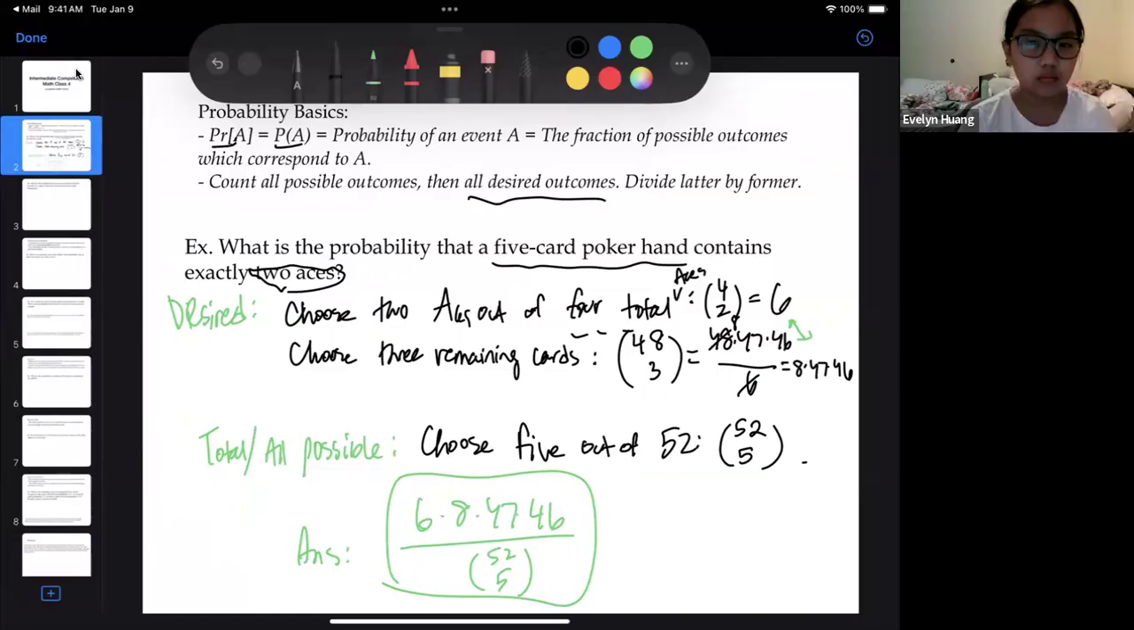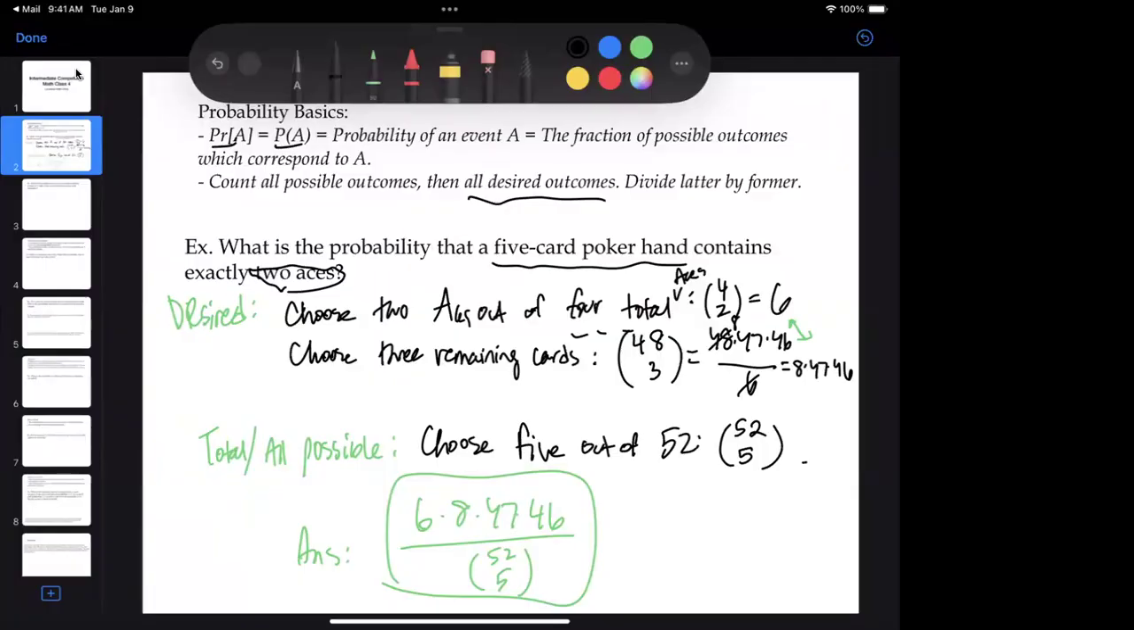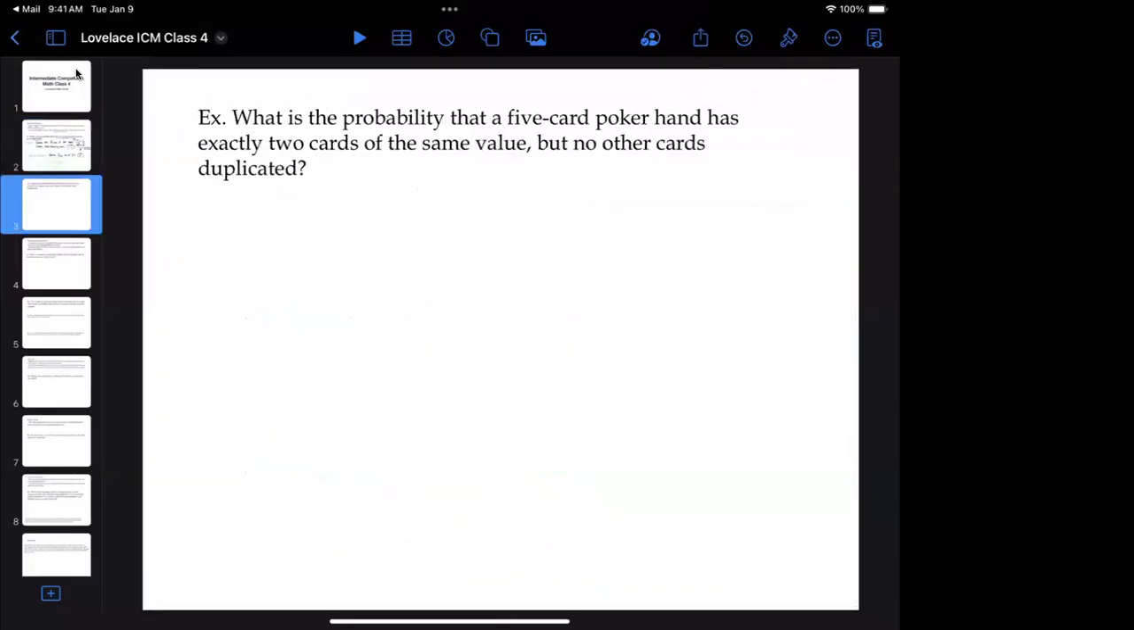Okay, and do you understand why we multiply these two numbers? Because they're independent events, right? Choosing 2 unique aces is independent of choosing the 3 remaining cards that are not aces. So let's take 2 minutes for you to look at this question, and I'll ask someone for their ideas on it, and then show the solution to the whole class.